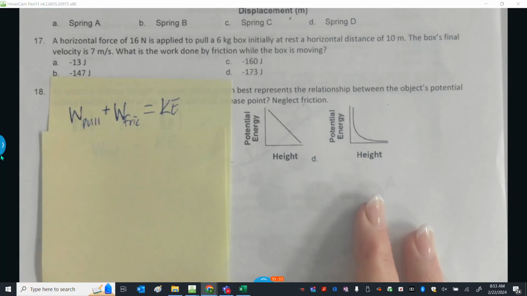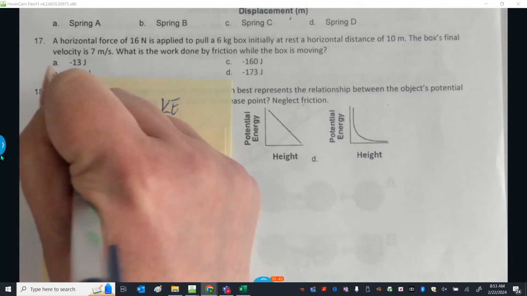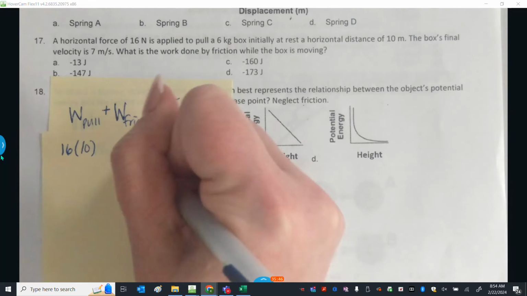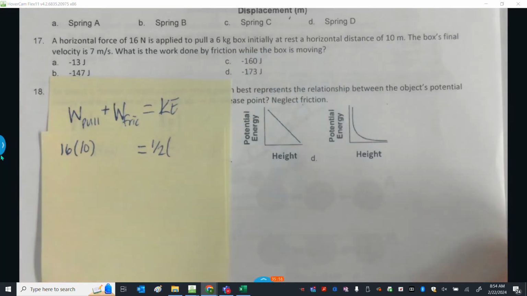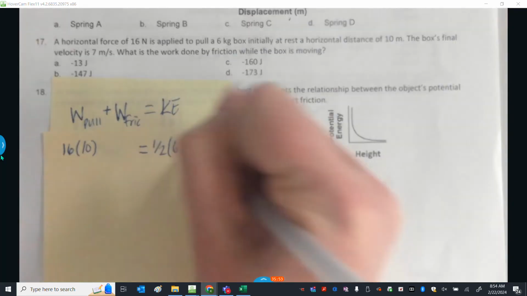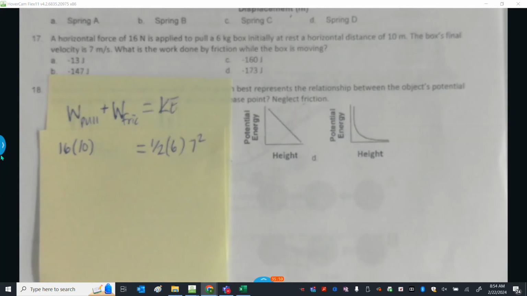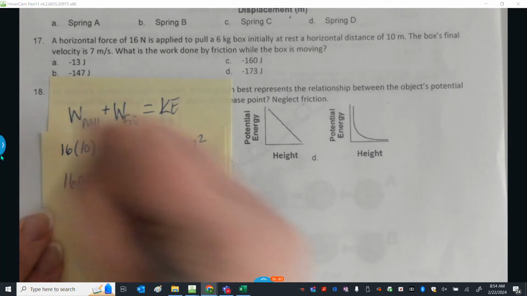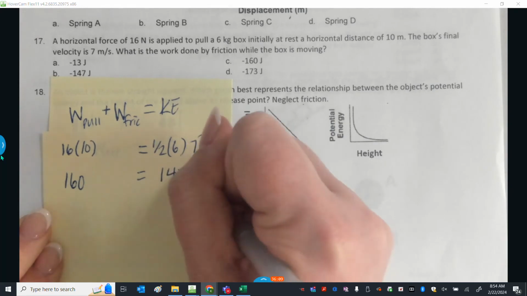The work done by the pull applied to the box, again, work is force times displacement. They tell me the force is 16. They tell me the displacement of the box is 10. Is that equal to the kinetic energy it has at the end? 1/2 times that mass, which is 6, times my velocity squared, that's 7 squared. So if we solve for this, this is going to be 160. Over here, this is equal to 147.